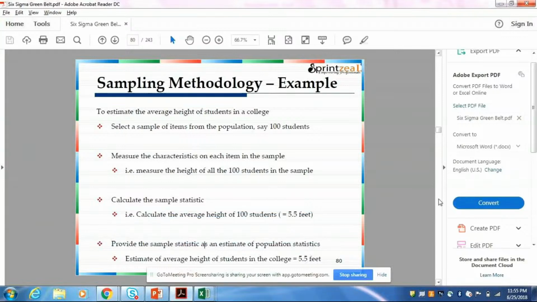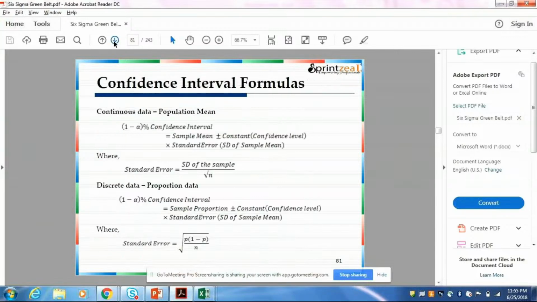Okay, I will move ahead to the next slide. Now there's something known as confidence interval. Now we will not dwell too much into the formula. A formula is there on the slide. You would be able to read it. Let's try to get into the concept of what is confidence interval.